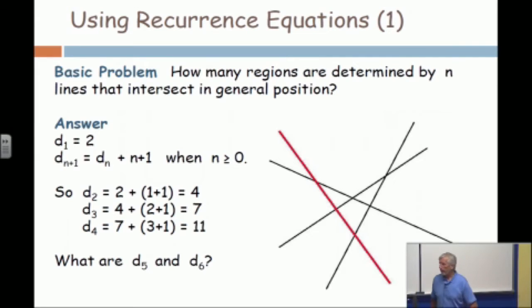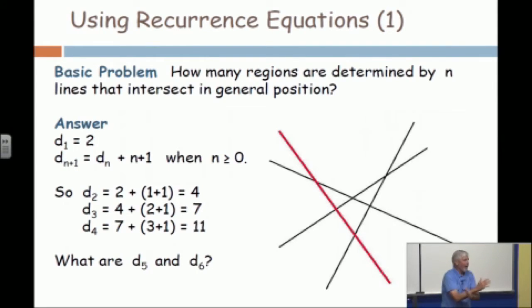So the configuration shown has four lines, and I've got one of them in red because I want you to think with me about how a recurrence will be made. So we're going to let d_n be the number of regions that you get. What is d_1? If you just put one line in the plane, then the plane is divided into two regions, the points on one side and the points on the other side. If you put two lines in the plane, then clearly the plane is divided into four regions.